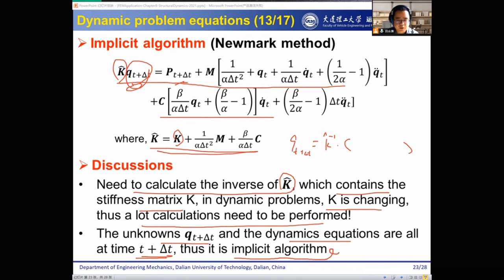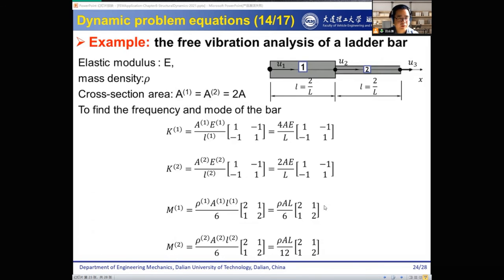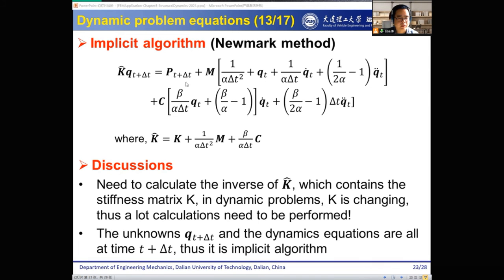So the implicit, or Newmark, method is not recommended in dynamic analysis.